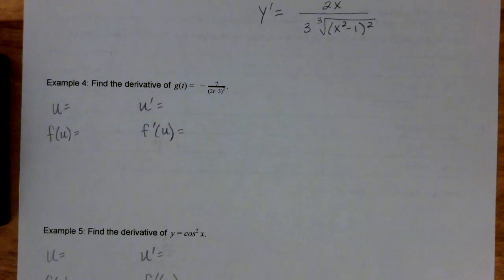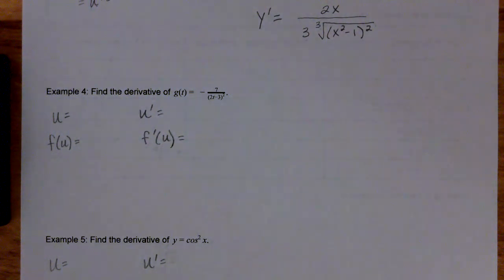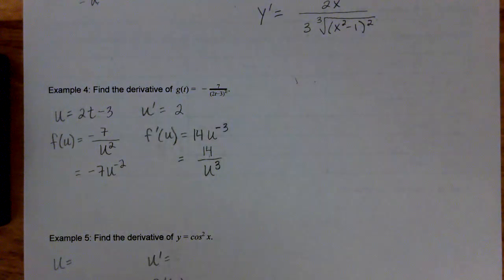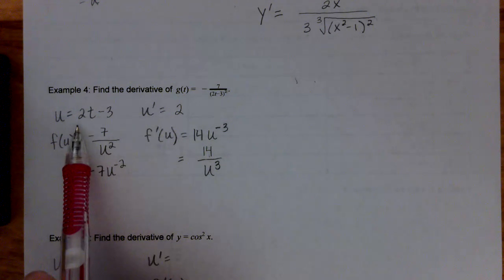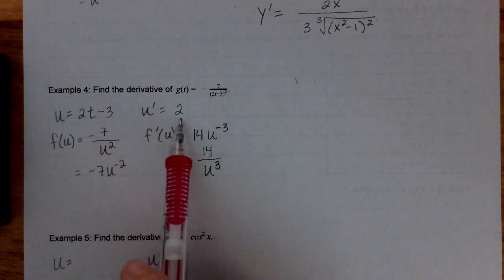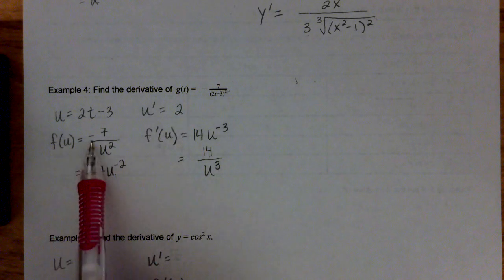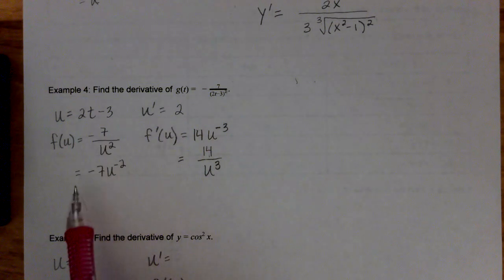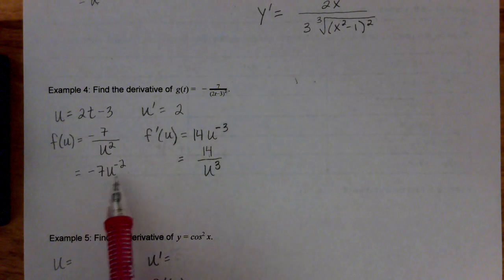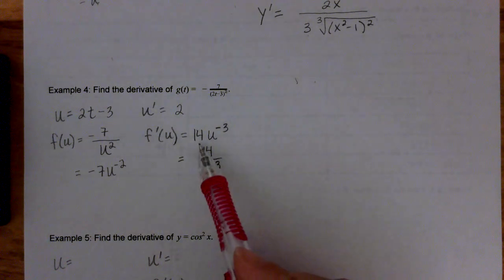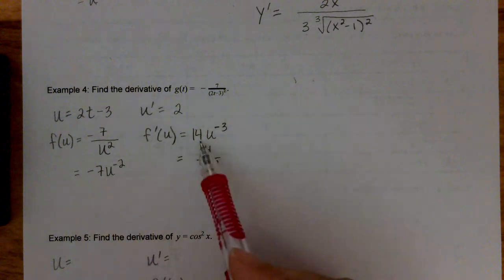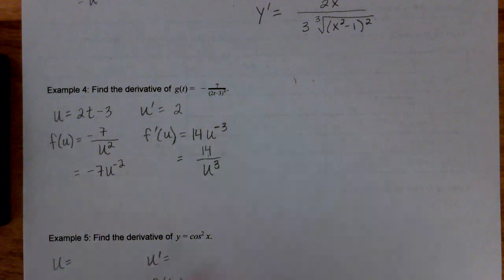Okay, moving on to example 4. So what I would like you to do here is determine u, u prime, f of u, and f prime of u. Okay, so here my u was 2t minus 3, my u prime was 2, my f of u was negative 7 over u squared. I rewrote that as negative 7 u to the negative 2. So finding the derivative of that, negative 2 times negative 7 was 14. I lowered the exponent by 1. I can also rewrite that as 14 over u cubed.